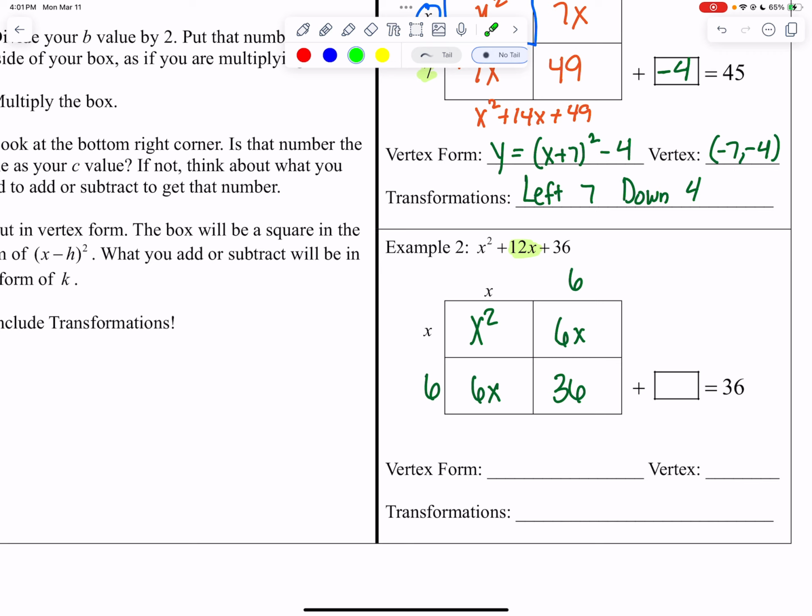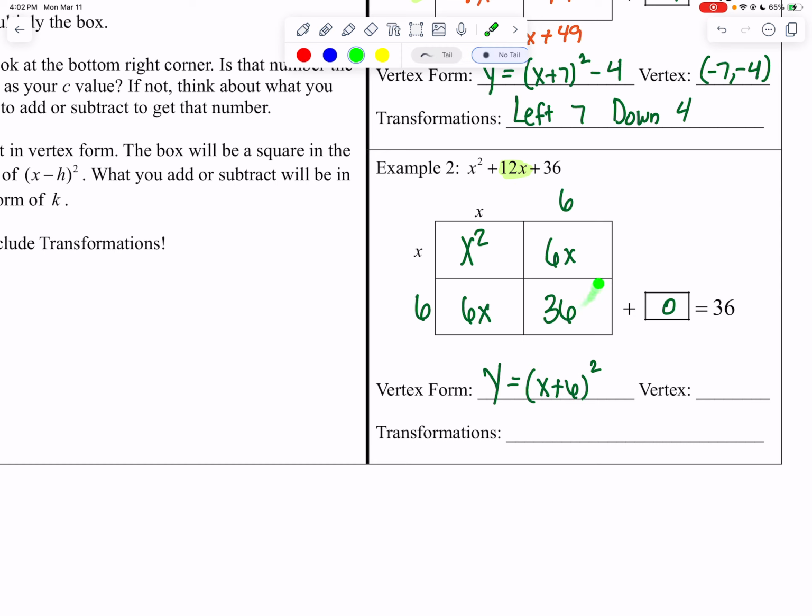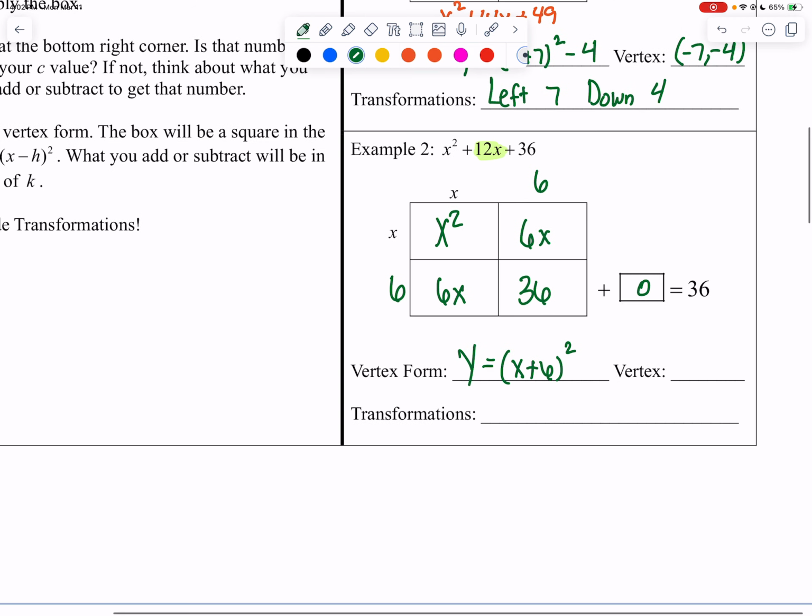This is a 36, and I already have a 36. So guess what? I don't really need to add or subtract anything right here. So I could just say my vertex form is just y is equal to x plus 6 squared, just because I have my square right here. And then my leftover was just 0. This tells me that my vertex is -6, 0. This tells me that my transformation is just me going left 6.